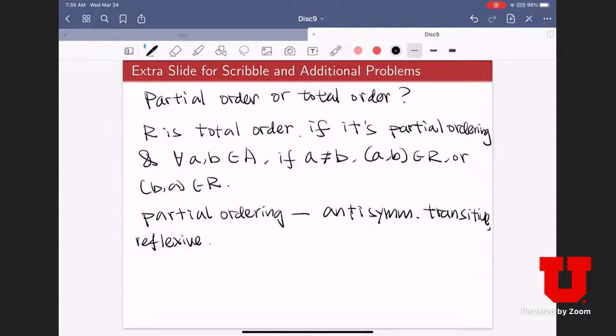All right, and if we just look at our R in this case, we have shown that R is reflexive and it is antisymmetric. Sorry, this one is transitive, antisymmetric, and reflexive. So we know that R is a partial order on S.